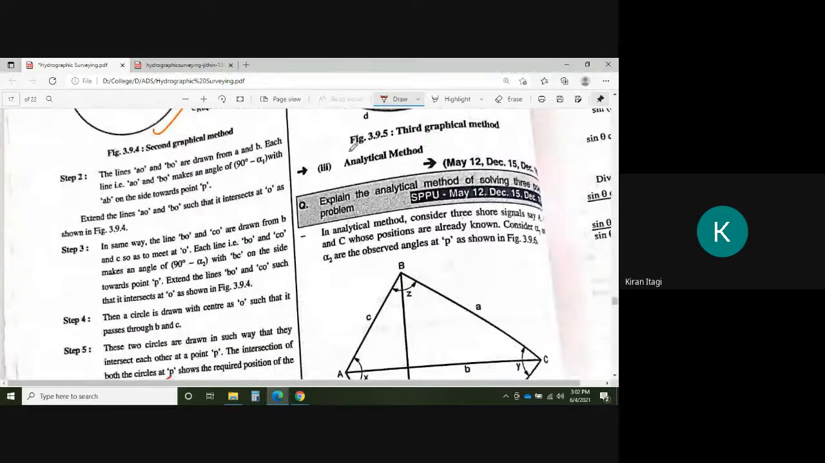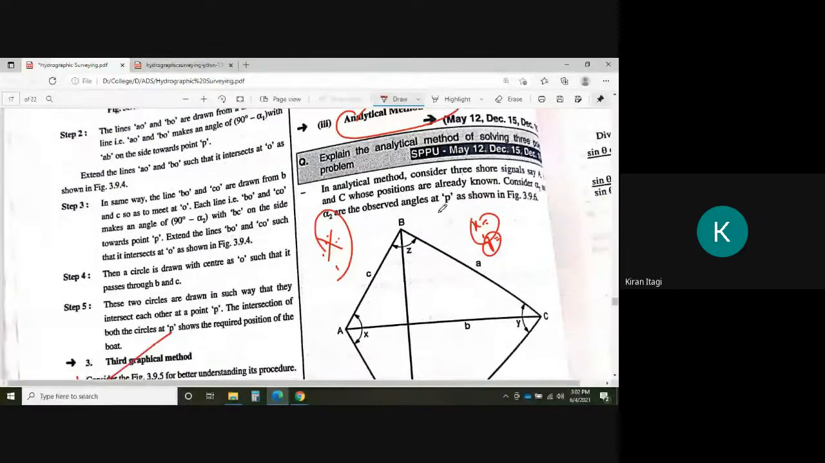The last thing is that we have the analytical method. From the exam point of view, it is very important. Only the numerical will be asked from this one, on the X or Y axis, which I just explained. From that they will ask. This is a very lengthy problem, but I think they won't ask it in your examination.